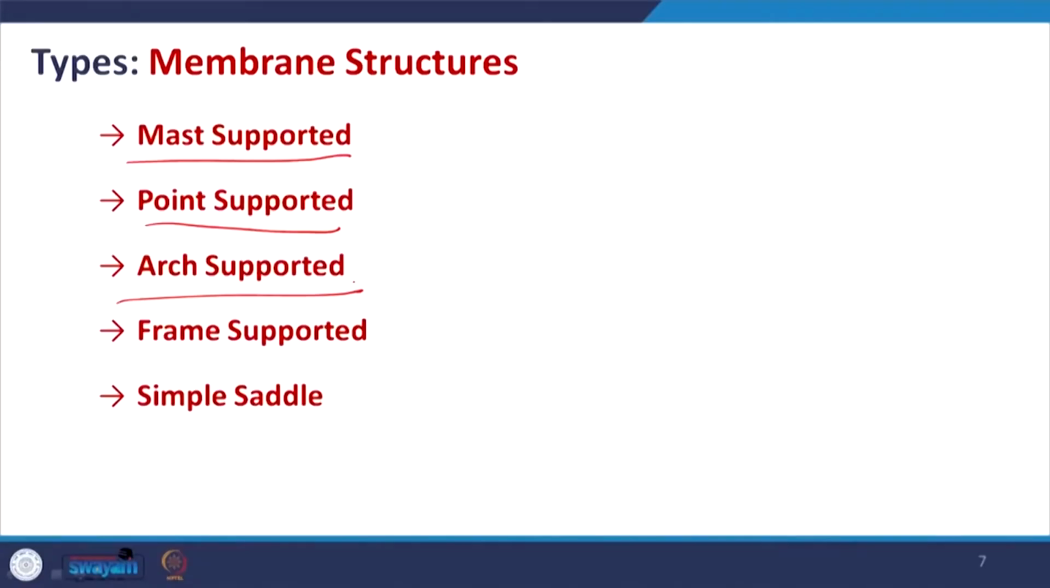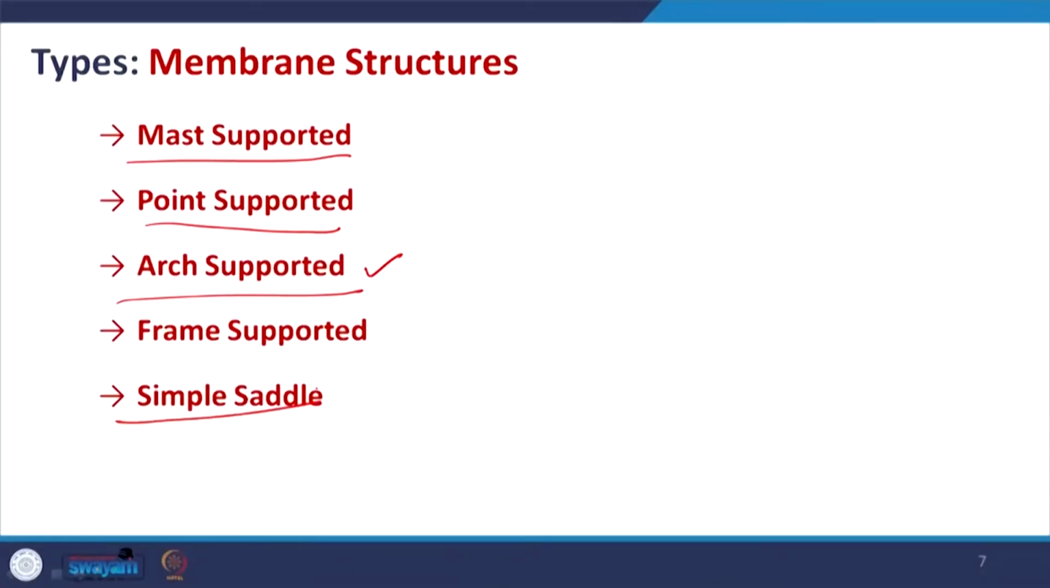Then the arch support is, instead of a mast, we provide different arches made of, say, some wood or maybe any material. We form the arch and then we cover it up with the membrane, that is possible. So, that is in the category of the arch supported. Frame supported basically refers to any frame, we can make a rectangular frame or a space frame, and then we use the membrane, so that it will be in this category.